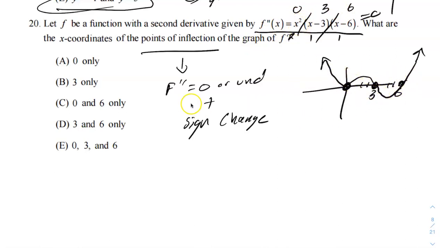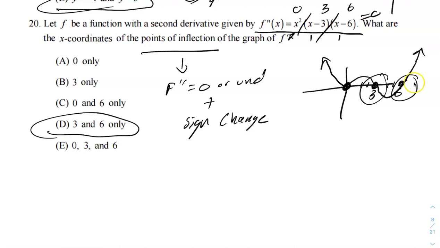How does that help me? Well, remember, it's second derivative equals 0, or a sign change. So it equals 0 at these 3 spots. There's only a sign change here and here. So my answers are 3 and 6. There we go. Now, obviously, you might not know how to graph it.